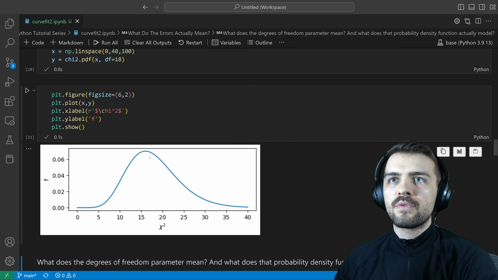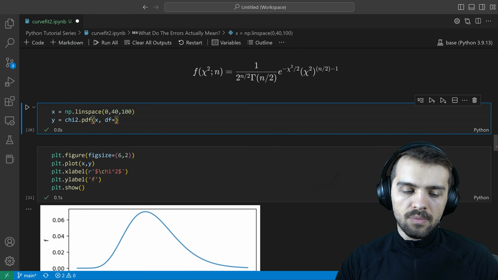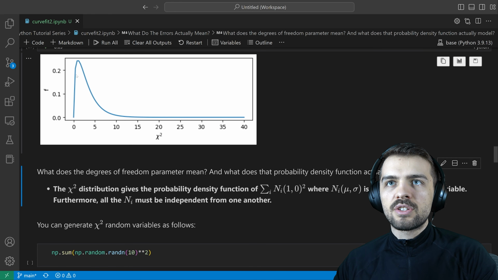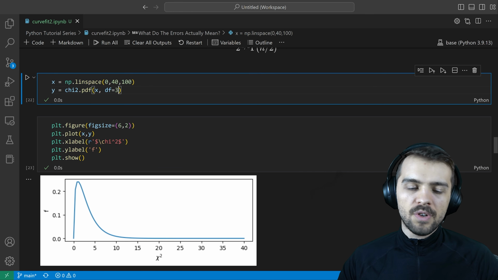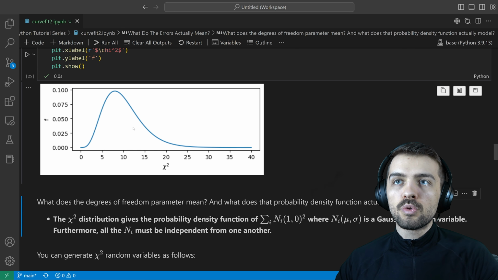So here's chi-squared for a value of 18 degrees of freedom. Of course, I can change this to, well, let's go 3 degrees of freedom, right? And I plot this, and you can see that it's very close to the origin. And as the degrees of freedom gets larger, the probability density function, of course, shifts to the right.